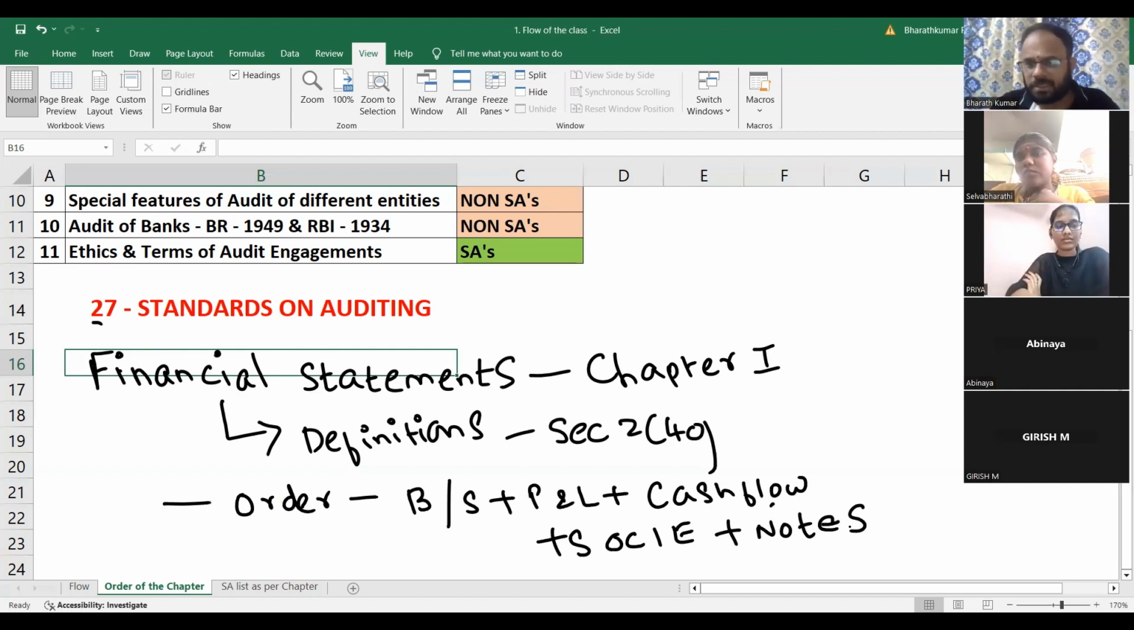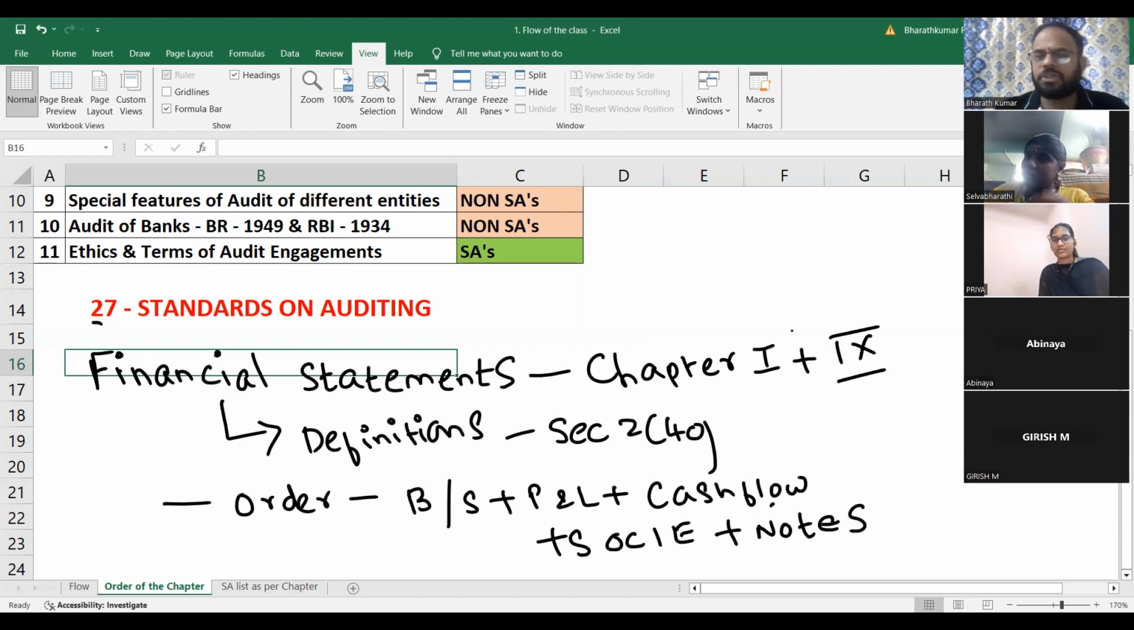Now, I'll ask you one question. Is this what the financial statement is called? No. The inclusions of financial statements are only these 5. When somebody asks you what are the inclusions in financial statement, you should go to 2 places. See what I'm writing. Chapter number 1 and chapter number 9.